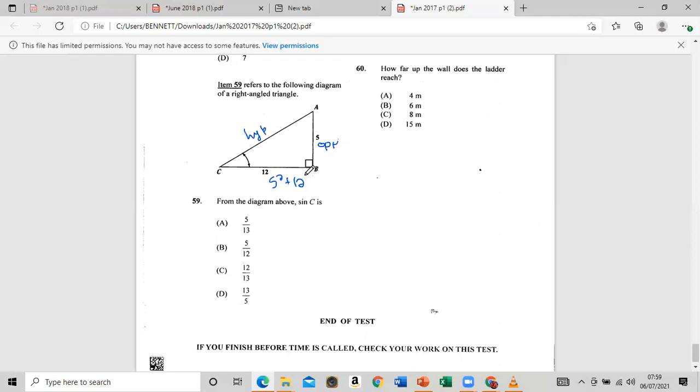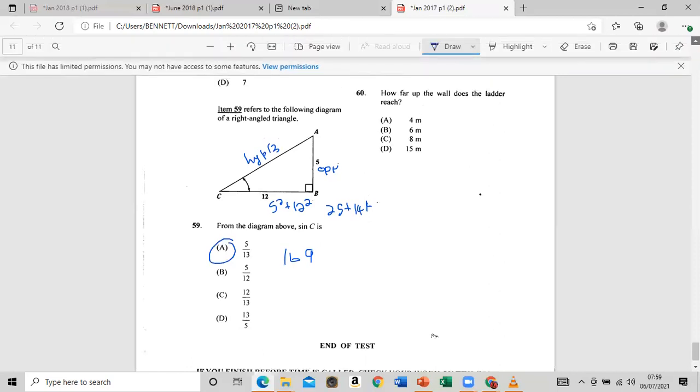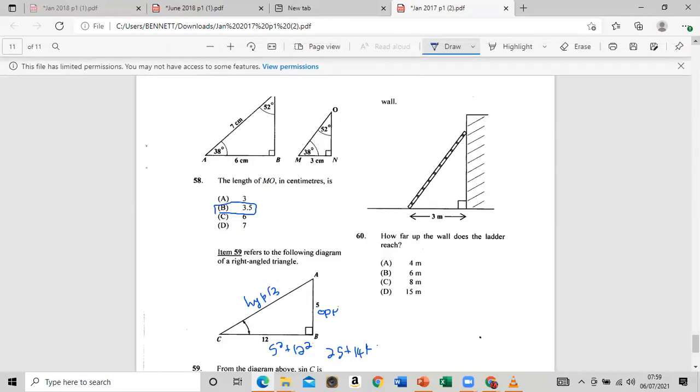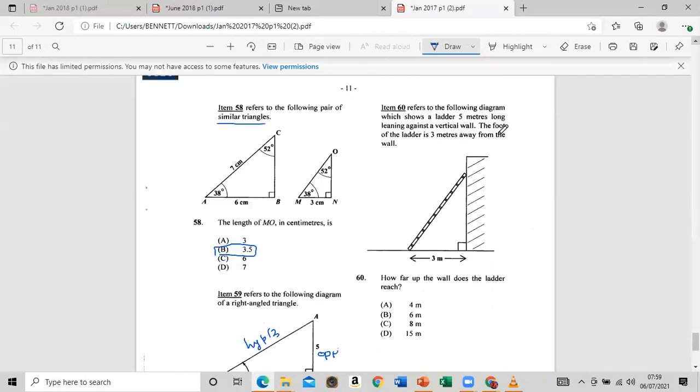Grade 9 students, studying out of 8. So it's 25 plus 144. That gives you 169. And then we'll find the square root of 169, which is 13. So it's opposite over hypotenuse, so it's 5 over 13, so it's 8. And 60 and last, thank you guys so much for watching. Appreciate you all.